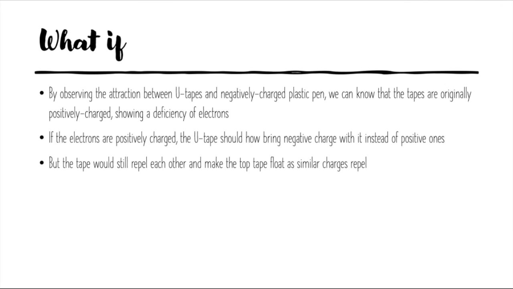This is the answer for the what if question. By observing the attraction between U-tapes and a negatively charged plastic pen, we can know that the tapes are originally positively charged, showing a deficiency of electrons. So if electrons carried positive charge, the U-tape should now carry negative charge instead of being positively charged. But the tapes would still repel each other and make the top tape float, because both charges are now negative and similar charges repel.